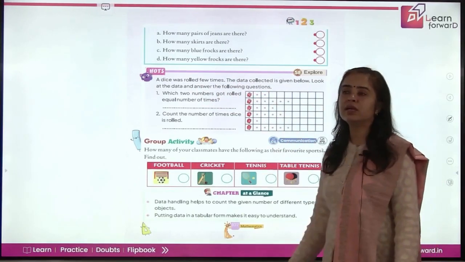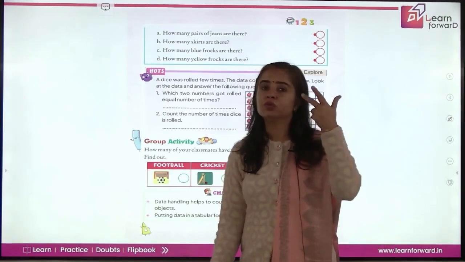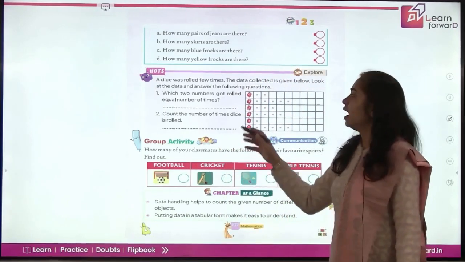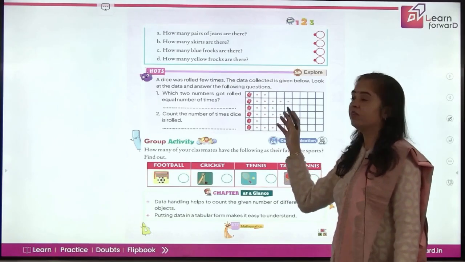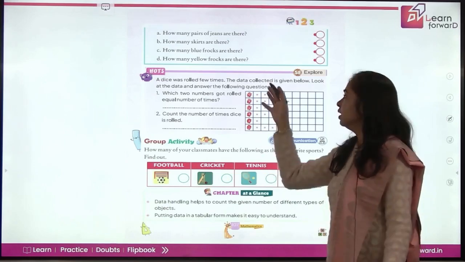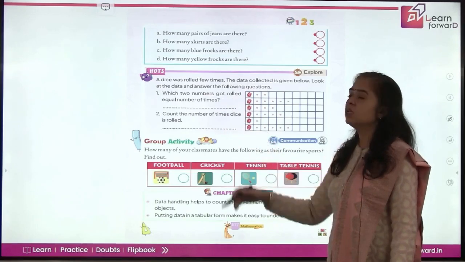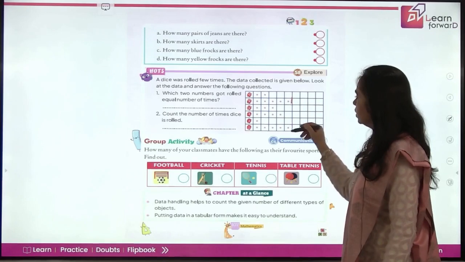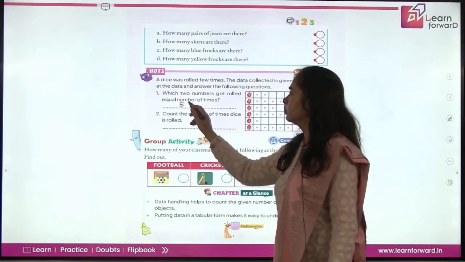So when you roll the dice, what numbers are possible on the upper side? 1, 2, 3, 4, 5 or 6, right? So these are the only possibilities. And when you roll the dice, 6 came only 2 times, then 5 came 5 times, 1 came 5 times, 2 came only 1 time, like this. The information is given here. So which 2 numbers got rolled an equal number of times? Can you see which numbers got equal number of times? These 2 are showing equal. So that means 5 and 1.